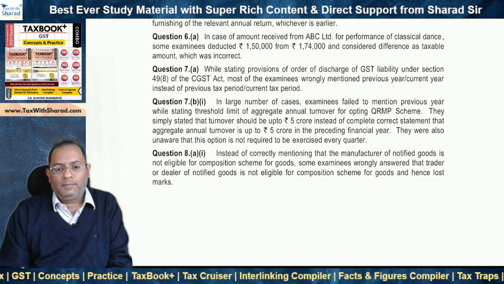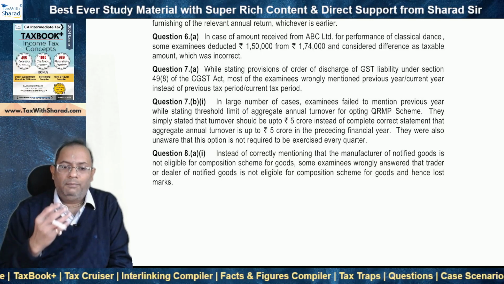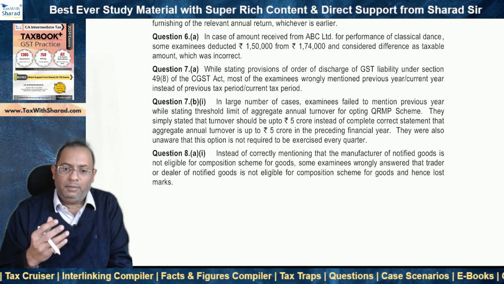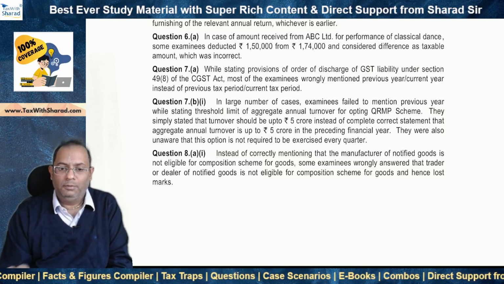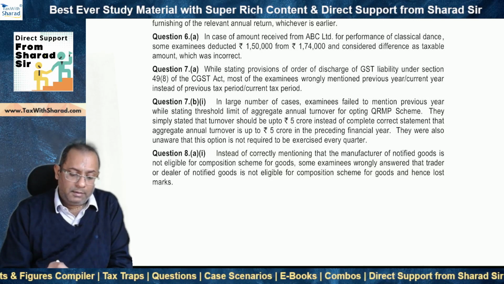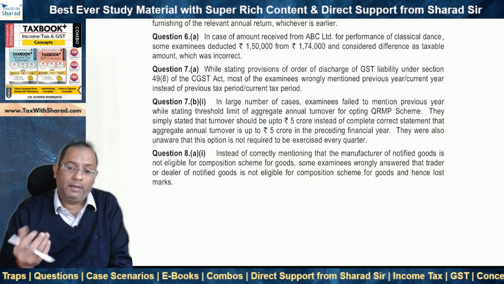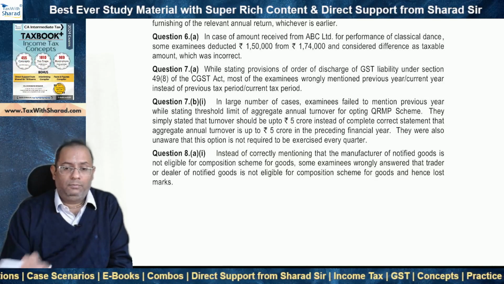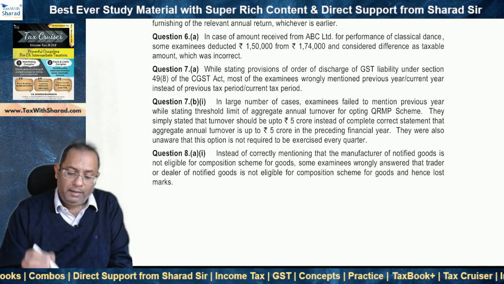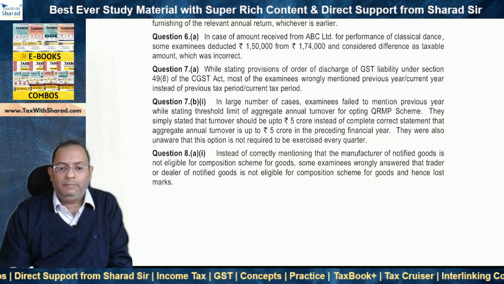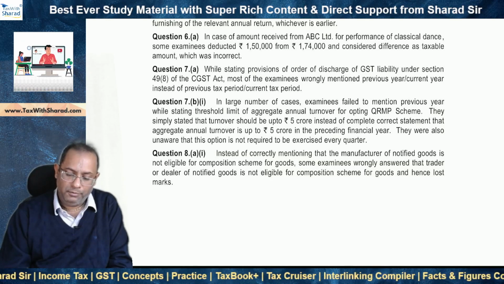No. Because tax is to be construed strictly. If you are not specific, if you are not complete, if you are not clear enough, the meaning can change, the meaning can become misleading, and you will lose out on marks. Examiner will not give you the marks. Simply saying that turnover should be up to 5 crore. Okay. Which turnover? Aggregate turnover, ATO. There is a specific meaning to the term ATO. And when? In the preceding financial year should also be mentioned. So if you mention incomplete provisions, how can you expect marks to be given to you?